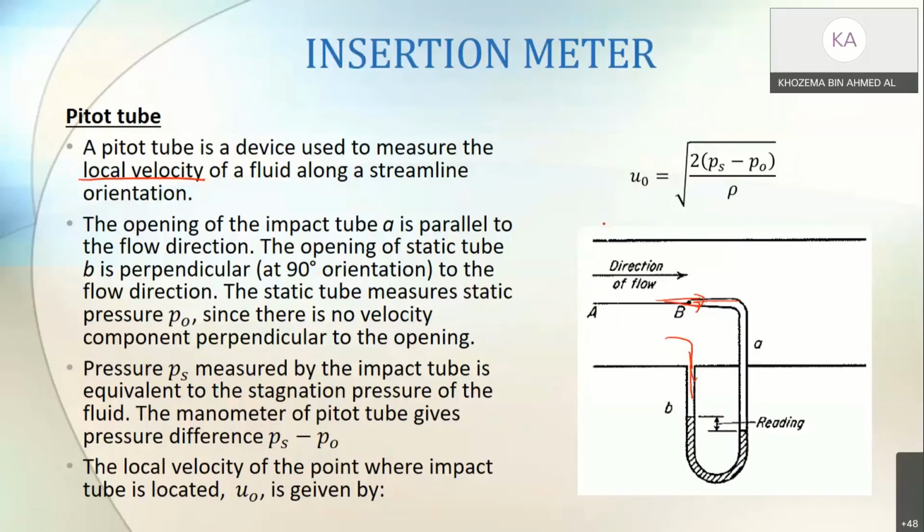The velocity u is equal to the square root of 2 times (ps minus po) over rho. Here ps, the pressure measured by the impact tube, is equivalent to the stagnation pressure of the fluid. The manometer of the pitot tube gives the pressure difference, ps minus po. This is how you find the value of the local velocity using a pitot tube.